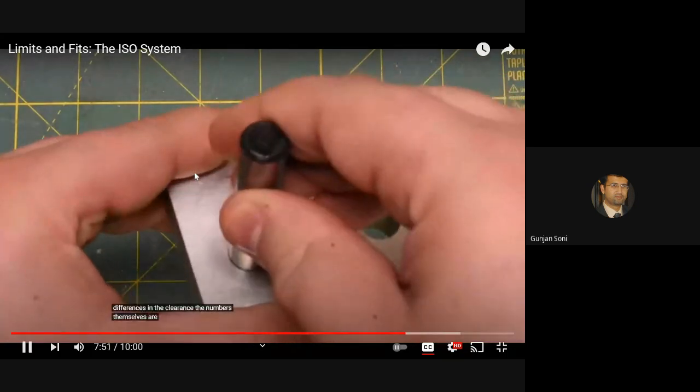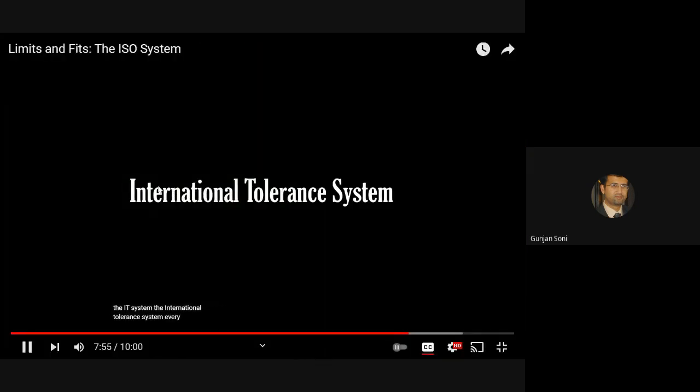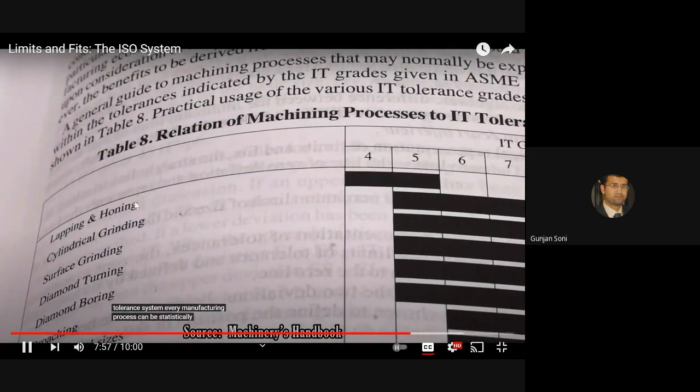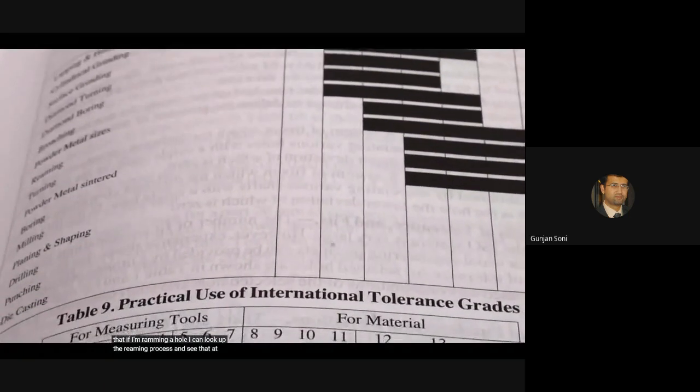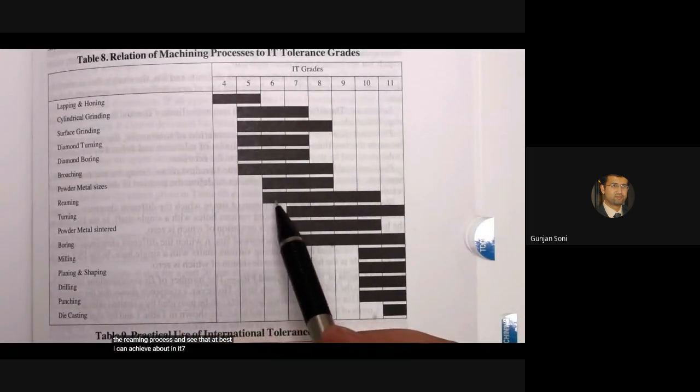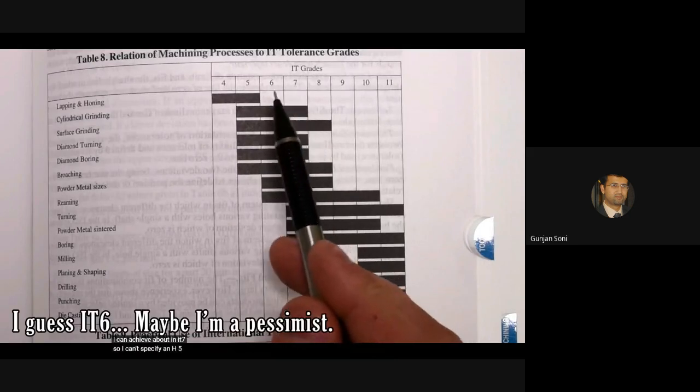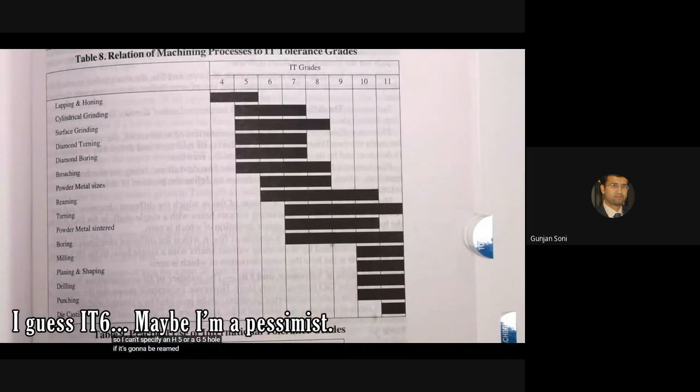The numbers themselves are actually determined by the IT system, the International Tolerance system. Every manufacturing process can be statistically analyzed and an IT number can be determined. This means that if I'm reaming a hole, I can look up the reaming process and see that at best I can achieve about an IT7. So I can't specify an H5 or a G5 hole if it's going to be reamed.